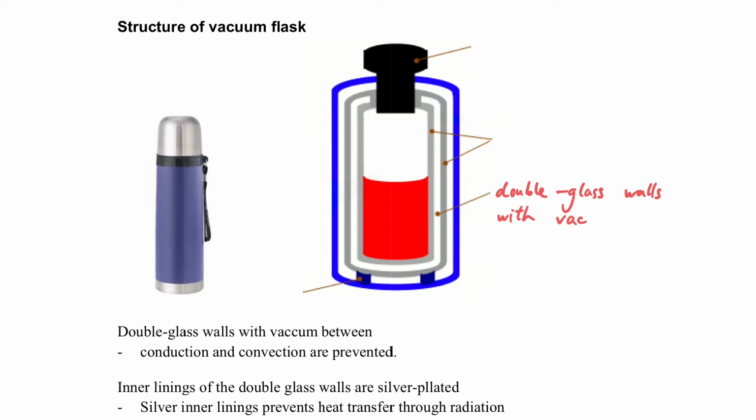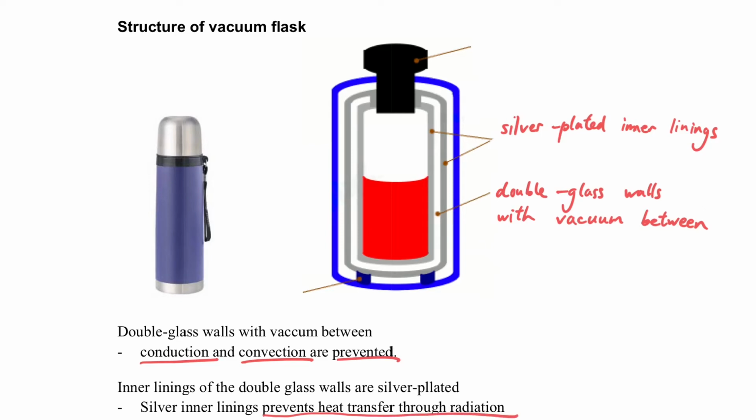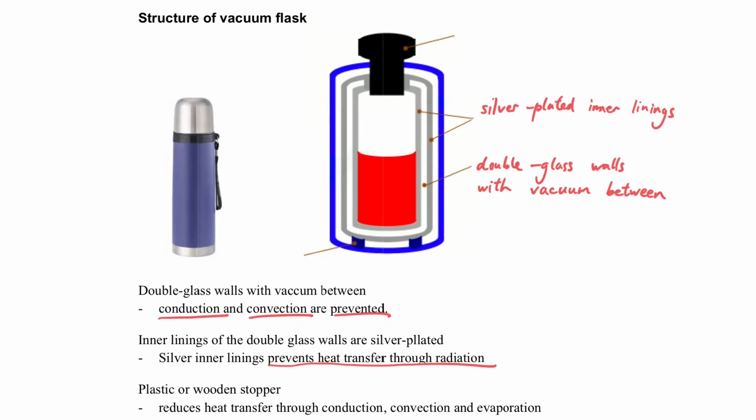So that it can prevent the heat transfer through conduction and convection. You should be reminded that conduction and convection require a medium to transfer. And the other design is the silver-plated inner lining for the double-glassed wall. Because of the silver-plated inner lining, the heat through radiation will be reflected, so that the heat cannot be transferred through radiation effectively.